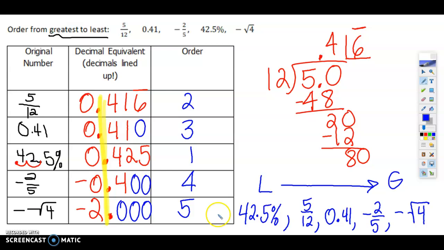Okay, guys, last problem. How'd you do? Least 42.5%, 5/12, 41 hundredths, negative 2/5, and negative square root of 4. Oops, look. This should be greatest to least. Right?